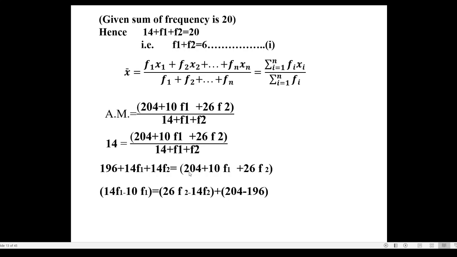Then we rearrange these terms. 14f1 minus 10f1 is equal to 26f2 minus 14f2 plus 204 minus 196. If we solve, we get 4f1 is equal to 12f2 plus 8, and if we divide this by 4, we get f1 is equal to 3f2 plus 2. This is our equation number 2. Then we solve equations number 1 and 2.